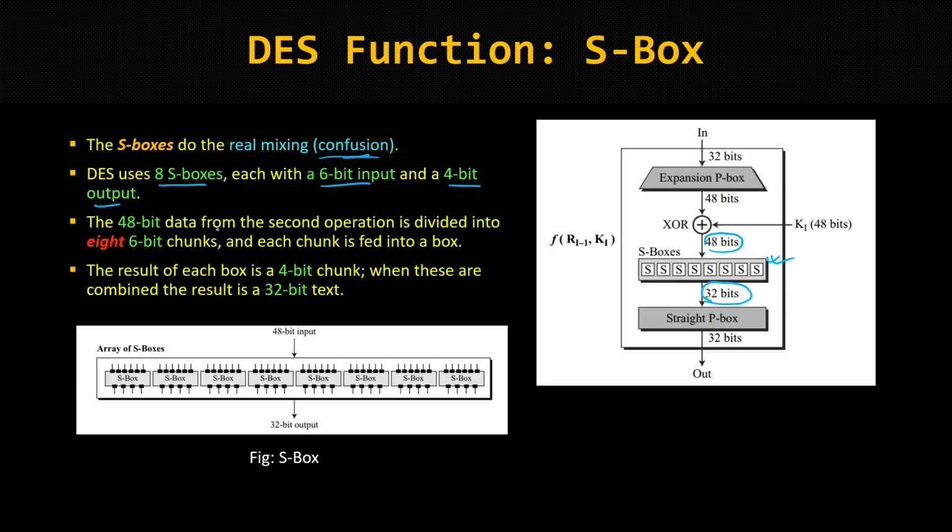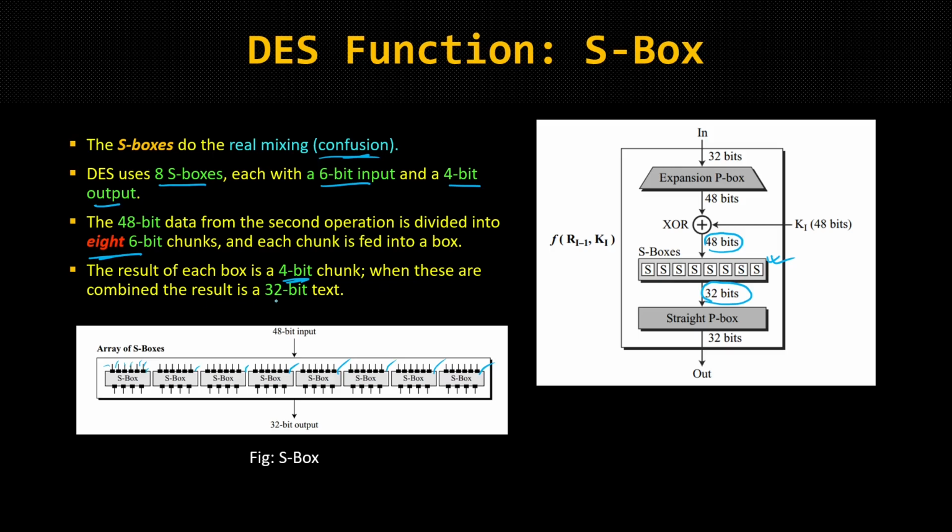Now the 48-bit data chunk from the second operation is divided into 8 6-bit chunks. You can see how many? 8. 1, 2, 3, 4, 5, 6, 7, 8. There are 8 S boxes, and into each of these S boxes a 6-bit chunk is fed. How many bits? 1, 2, 3, 4, 5, 6. So in each of these S boxes, 6 bits of input will be given. Now the result of each box is a 4-bit chunk.